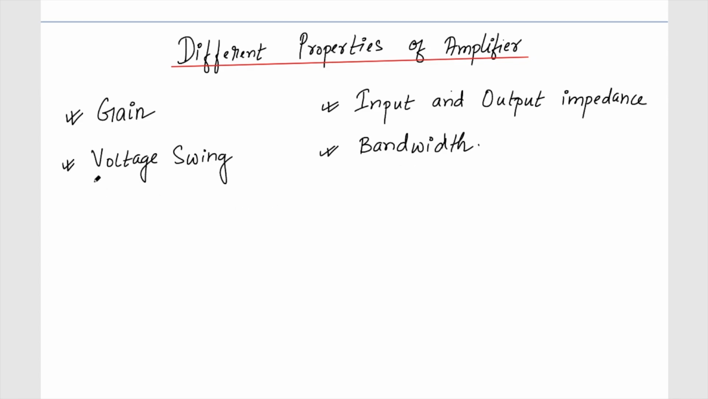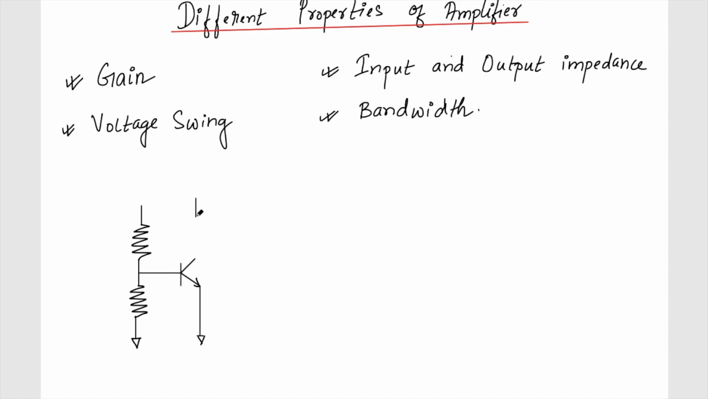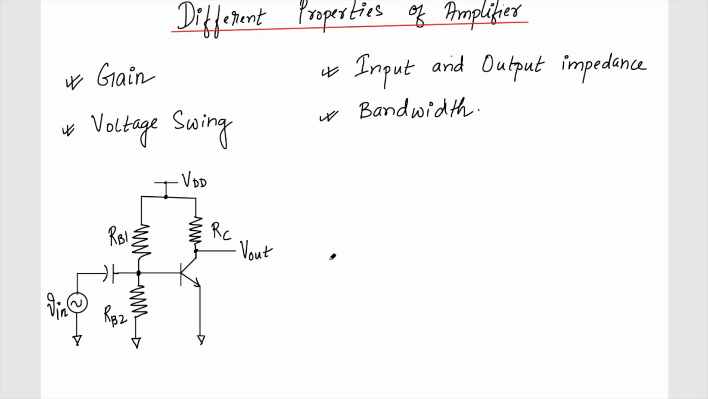In this lecture, we will focus on the voltage swing and the input and output impedance. In the next lecture, we will discuss the bandwidth of an amplifier. So let's go back and revise the common emitter amplifier that we have discussed till now. This is the common emitter amplifier.